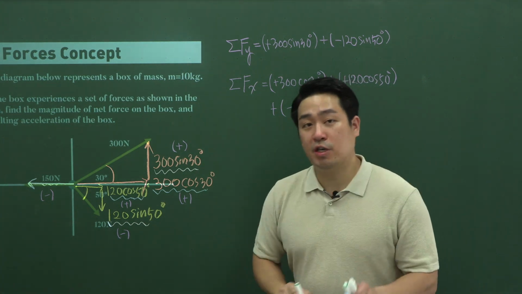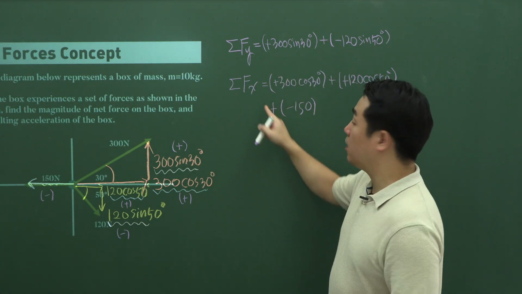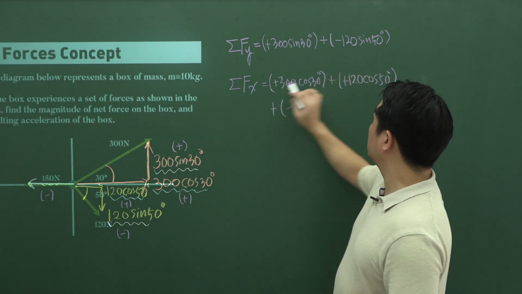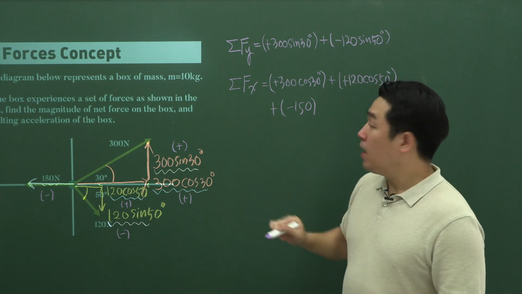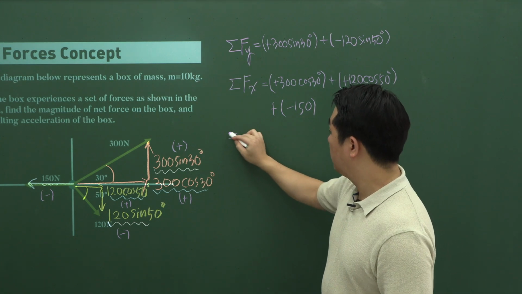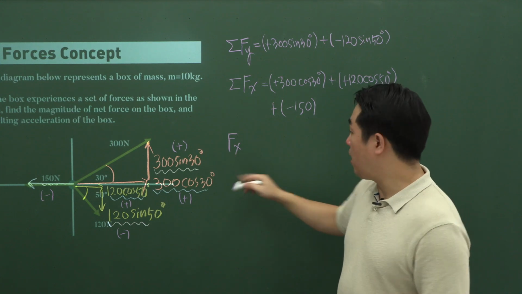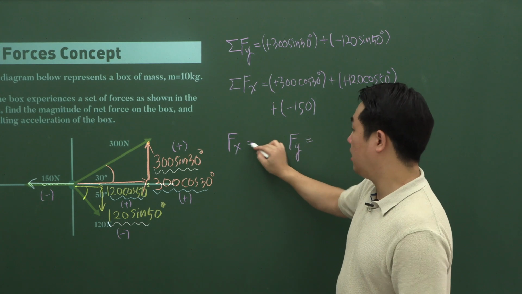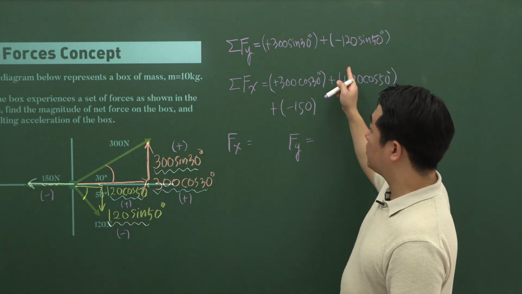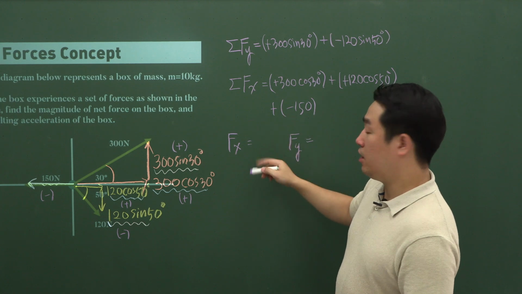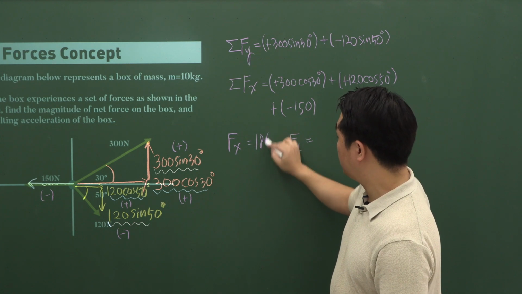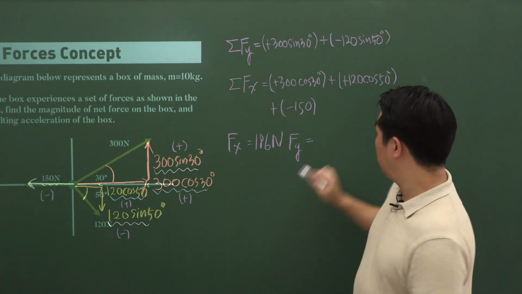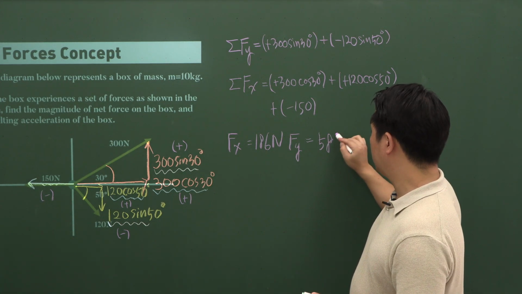So these are the expressions for the net force in the y direction and the net force in the x direction. Now all you have to do is plug these numbers into the calculator. The resulting net force in the x direction and y direction are calculated. Plugging these numbers into the calculator, the x direction results in 186 newtons of force, and the y direction results in 58 newtons of force.